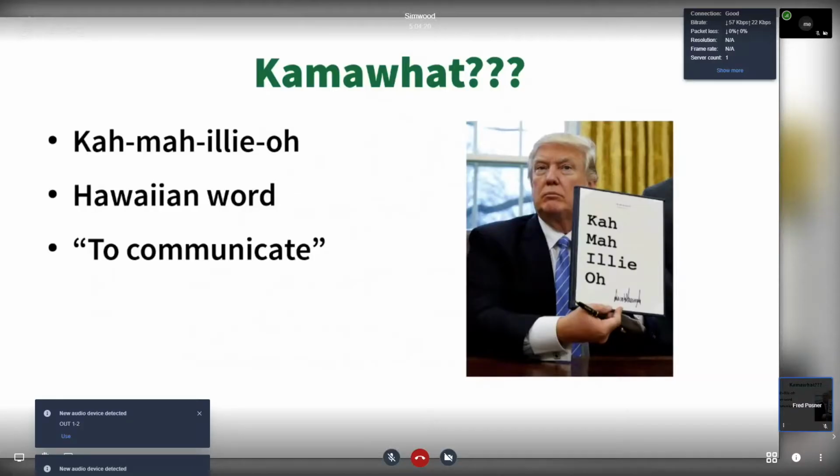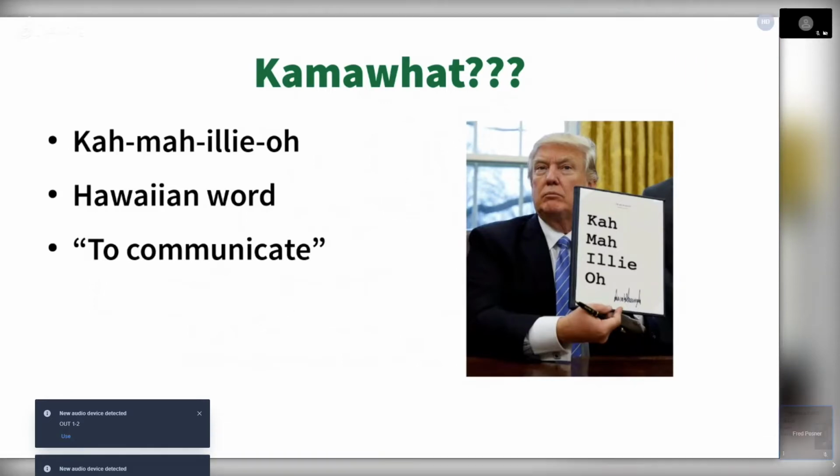So Kama what? So the first aspect is this is Kamailio. It's a Hawaiian word, and it means to communicate. And it's sometimes easier if you see it spelled out phonetically like that.